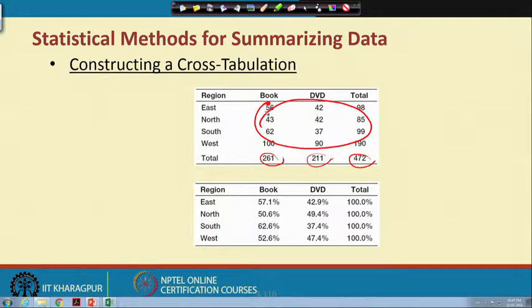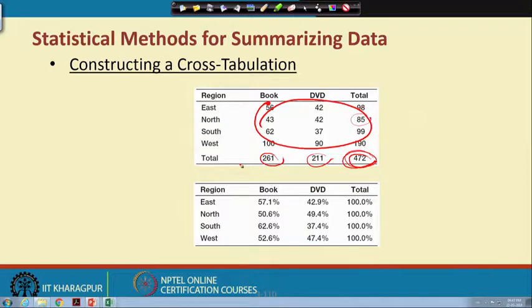Similarly, in the northern zone there is a sale of books and a sale of DVDs, and again it is coming to 85. Similarly for the south zone and similarly for the west zone. So technically this is the total selling across the zones and across the sales.